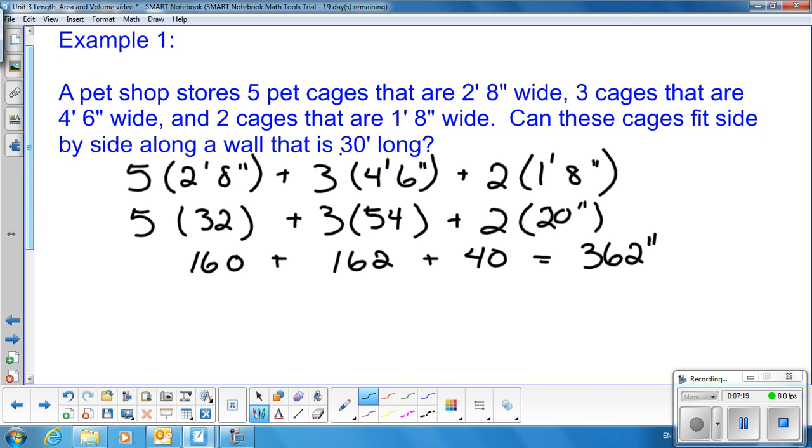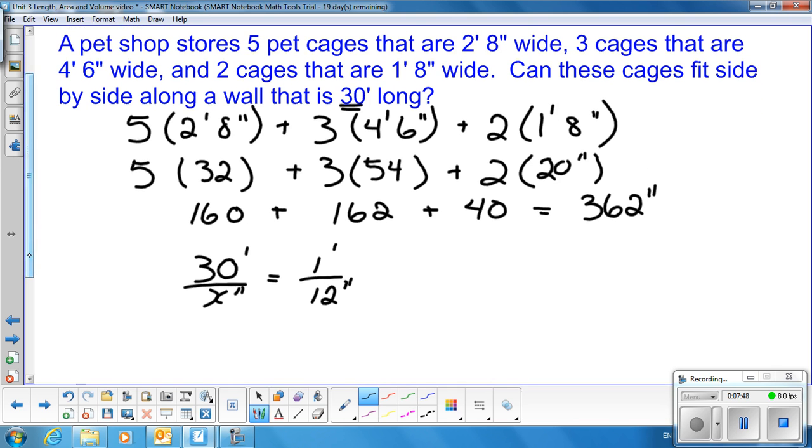My wall is 30 feet long, so I need to figure out how many inches are in 30 feet, or change my 362 into feet. So if I do 30 feet and I want to figure out how many inches that is, I know that 1 foot is 12 inches. Cross multiplying tells me that my wall is 360 inches long. My wall is shorter than my cages, so therefore my cages won't fit.